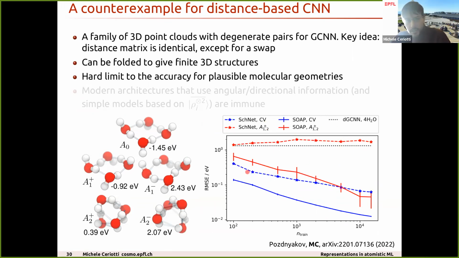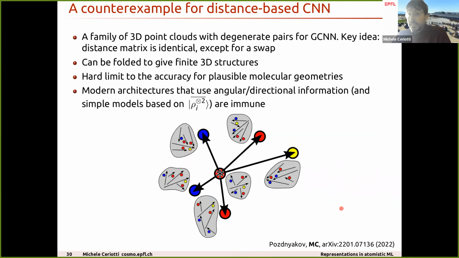Now, if you use SOAP features that also incorporate information on the angles in describing an atomic environment, then there is no problem, and you can learn and make predictions for these degenerate pairs because they are not degenerate if you consider the angles between the atoms. And this also means that last generation graph convolution neural networks that incorporate information on the angles or on the directionality of the connection between the atoms are immune to this problem.